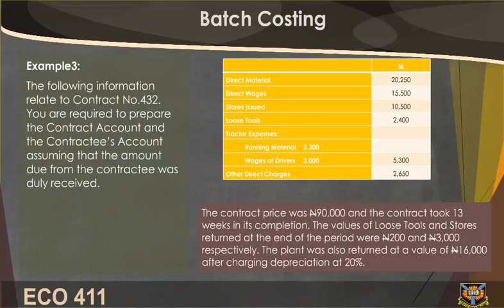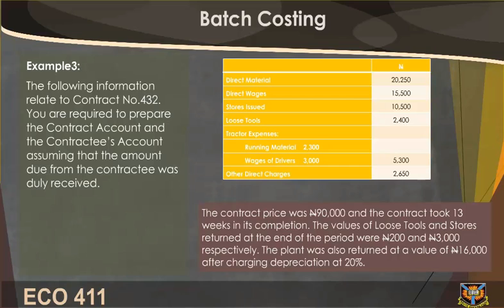Example 3. The following information relates to contract number 432. You are required to prepare the contract account and the contractee's account, assuming that the amount due from the contractee was duly received.